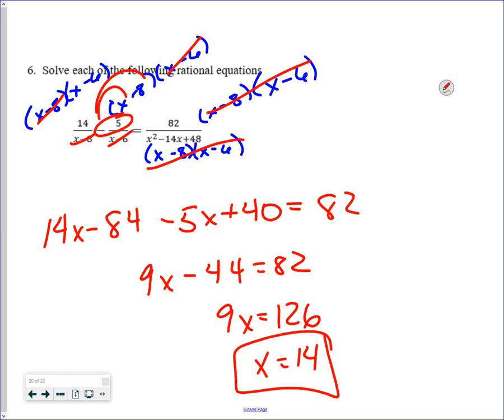Anytime I do these questions, I know I didn't bring this up earlier, you always should check your answer to make sure it's not extraneous. None of the problems that I did previously were extraneous, and neither one was this one.